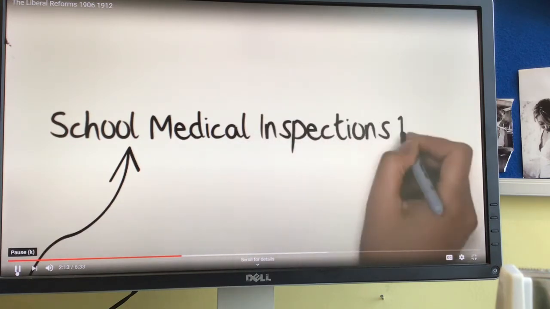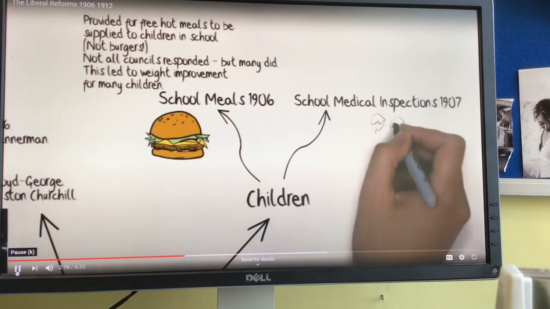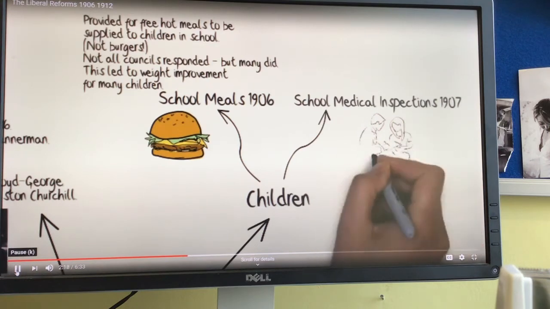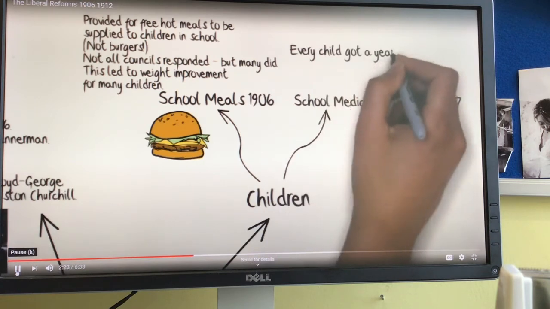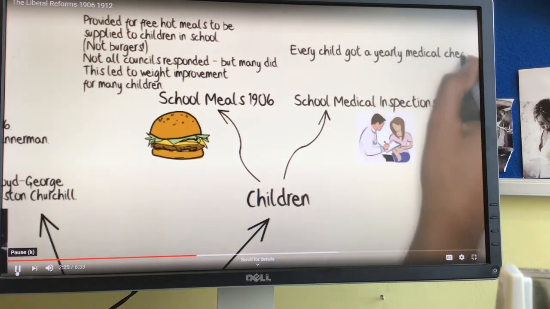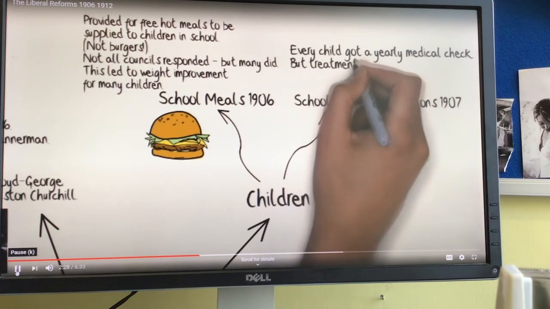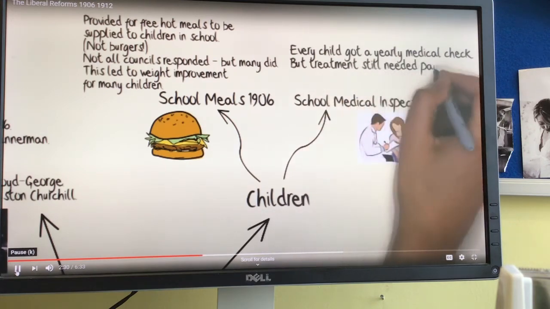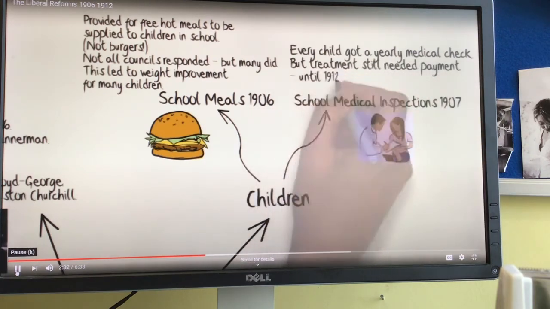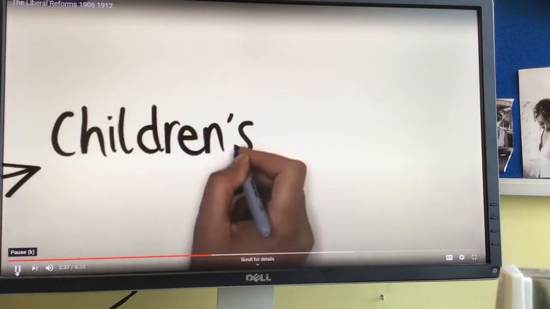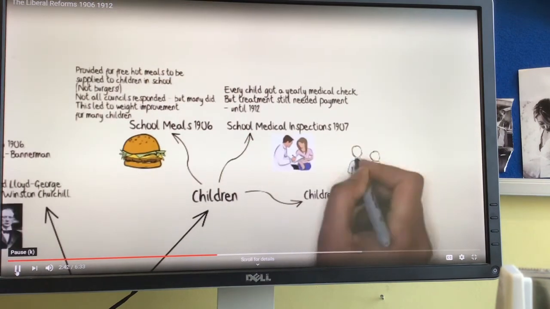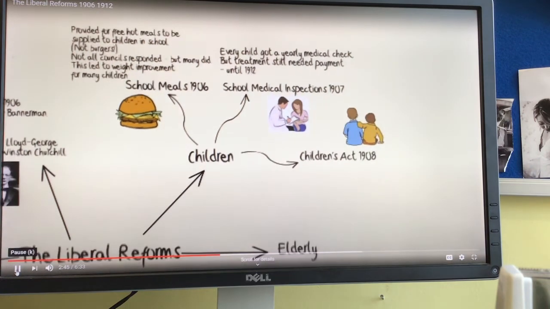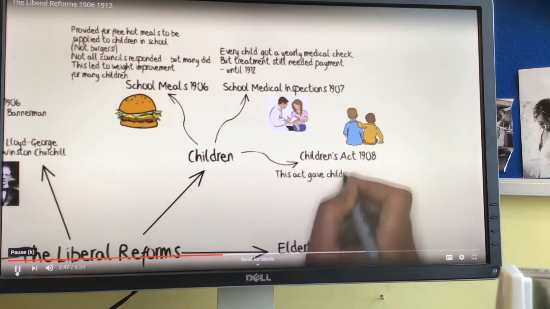In 1907, school medical inspections were introduced, in which every child got a yearly medical check. However, any treatment required still needed payment until 1912. Then, in 1908, the Children's Act introduced a range of legislation giving children special status as protected persons. For the first time, child abuse, neglect, and endangering children's lives became illegal.